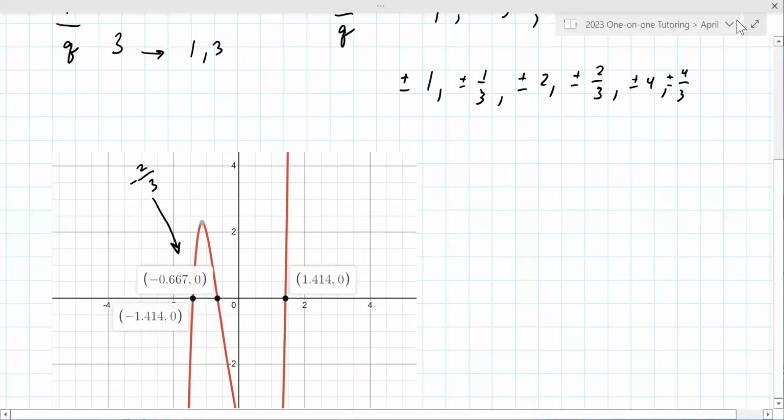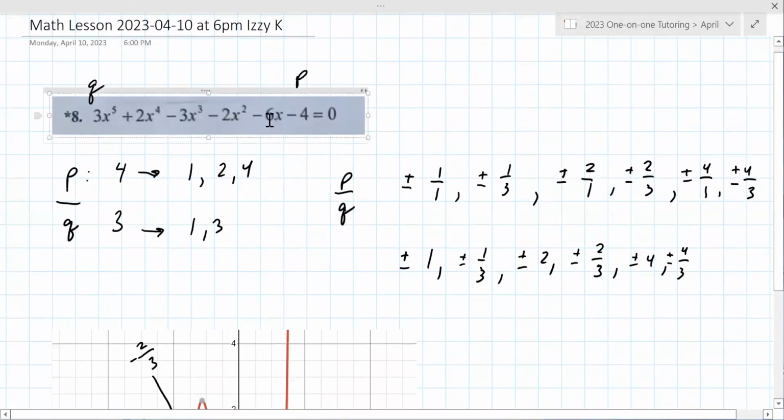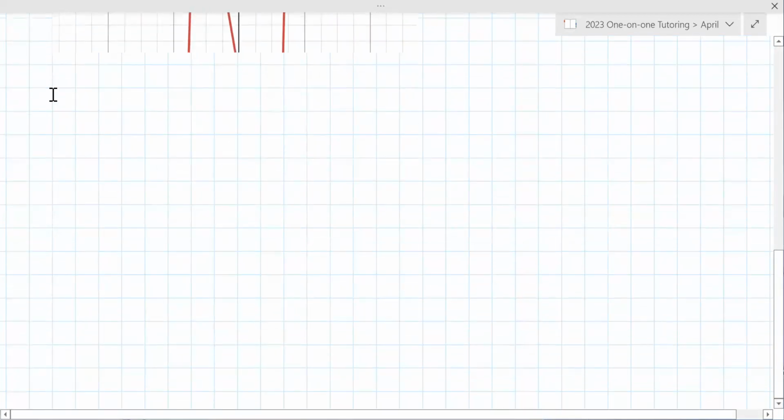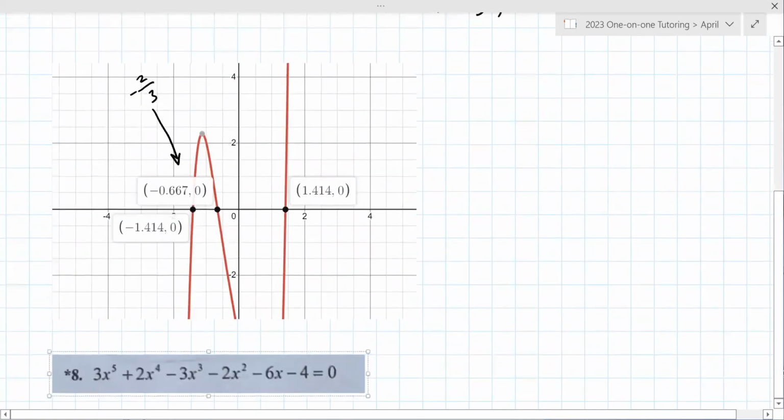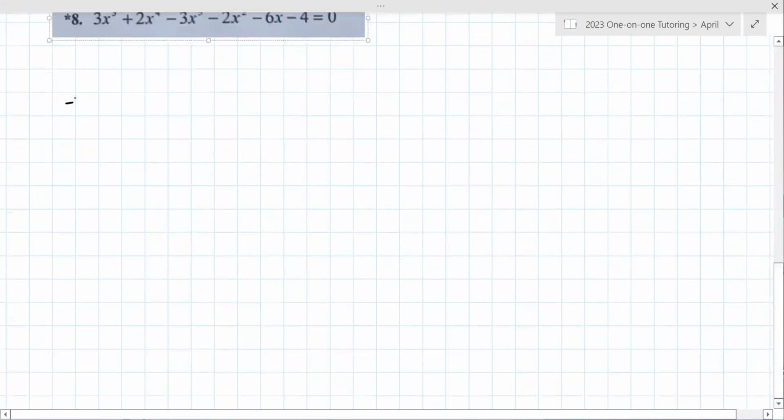But that's okay. So let's go back to this, kind of like you have in the previous problem. I actually really like how neat your handwriting is. Sorry for all the scrolling.